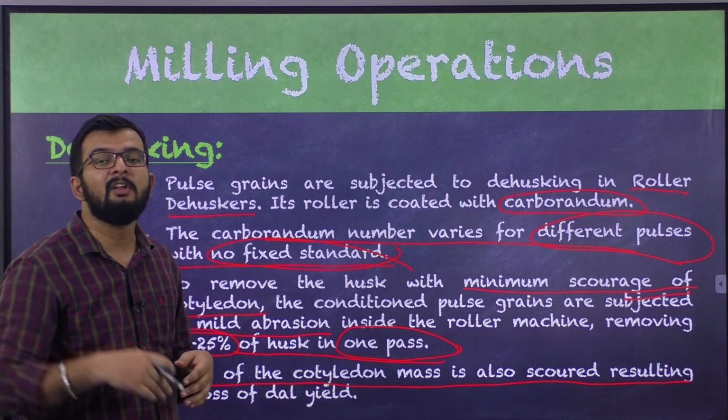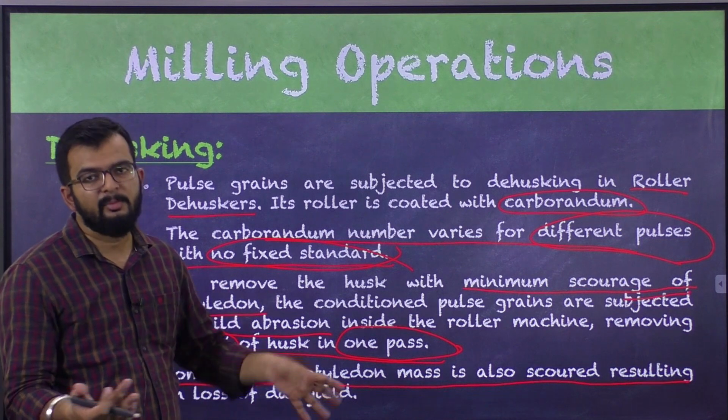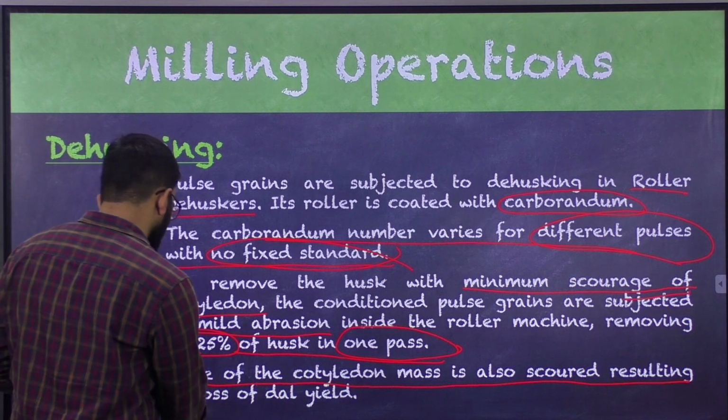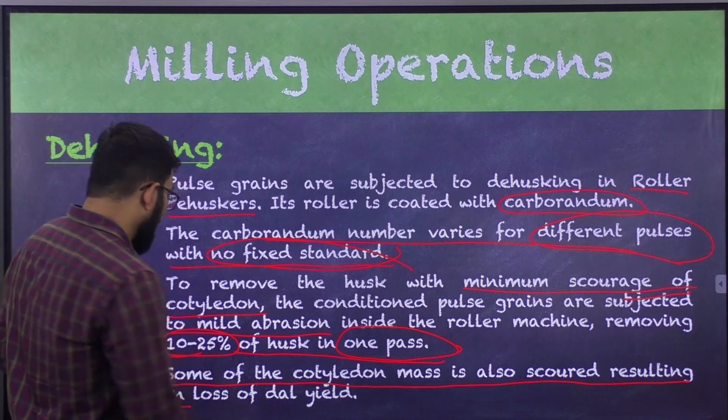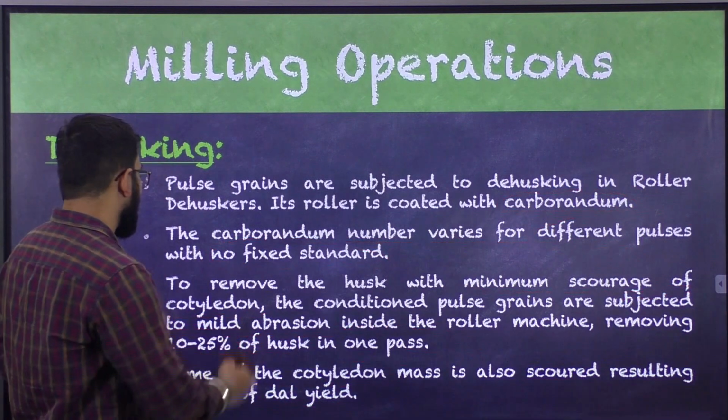Scored means the cotyledons will get powdered during this dehusking process. In turn, it will reduce the weight of the final product, because this powder will be filtered out during cleaning, during final steps or polishing. So thereby this scoring of cotyledon reduces the final yield.